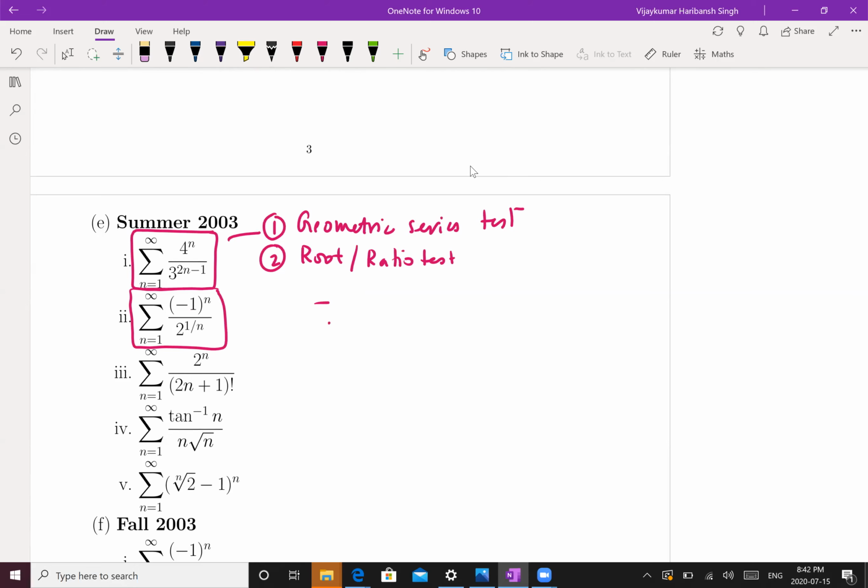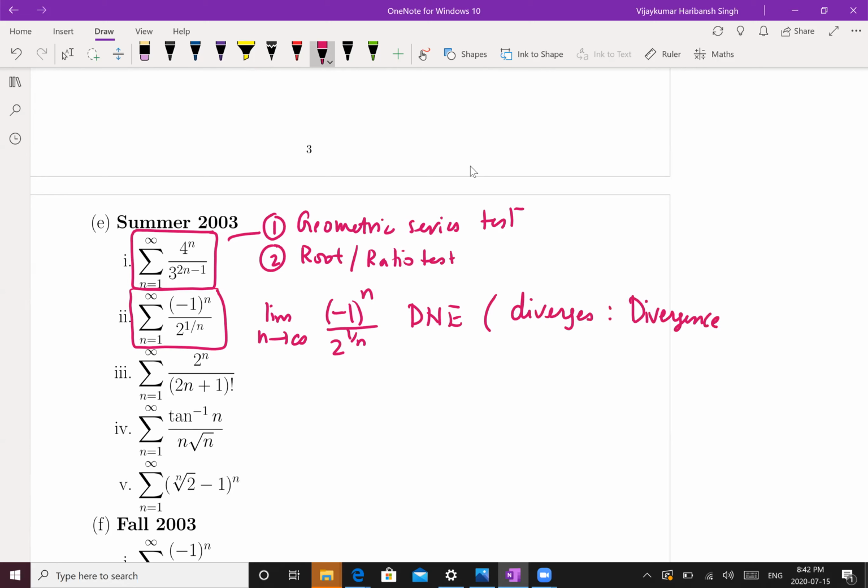What is the limit as n goes to infinity of minus 1 to the power n by 2 to the power 1 over n? As n goes to infinity, 1 over n goes to what? 0. So this limit does not exist, right? So it's divergent right away. No fancy test needed. Diverges, and the reason is the divergence test.